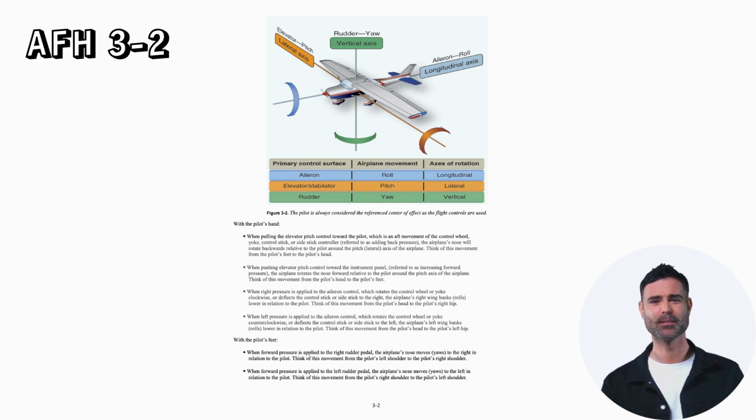With the pilot's feet, when forward pressure is applied to the right rudder pedal, the airplane's nose moves (yaws) to the right in relation to the pilot. Think of this movement from the pilot's left shoulder to the pilot's right shoulder. When forward pressure is applied to the left rudder pedal, the airplane's nose moves (yaws) to the left in relation to the pilot. Think of this movement from the pilot's right shoulder to the pilot's left shoulder.